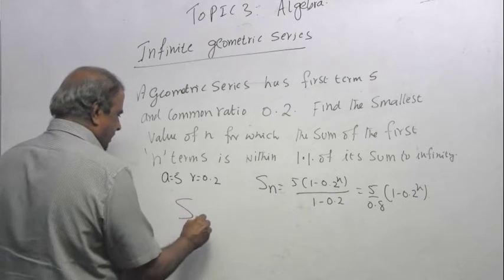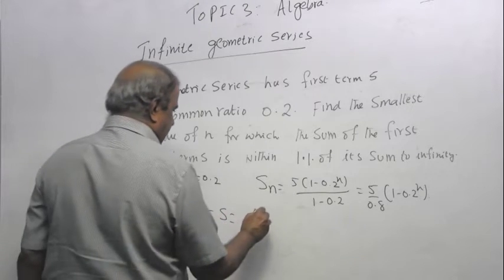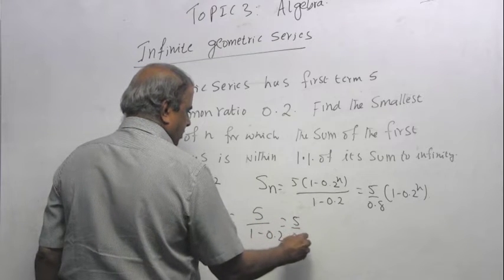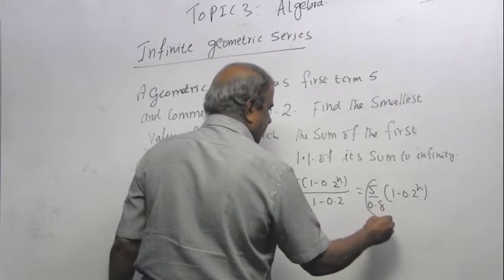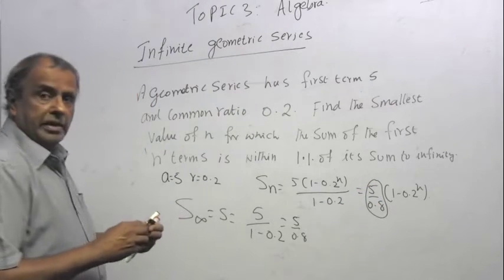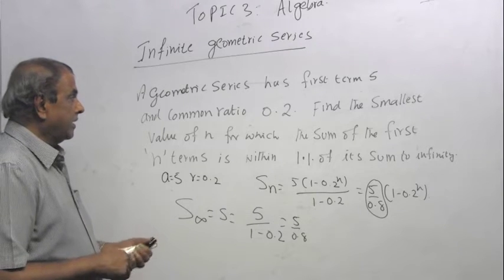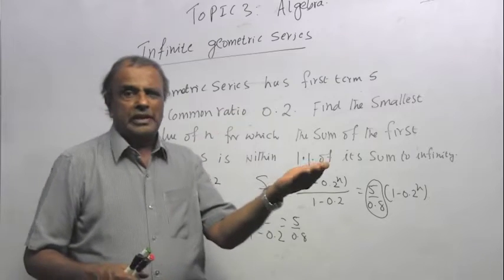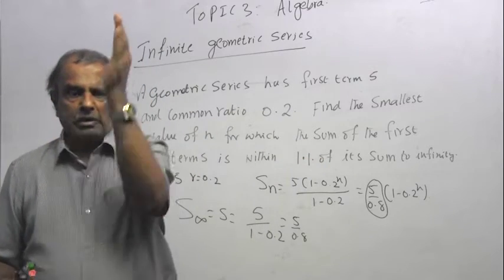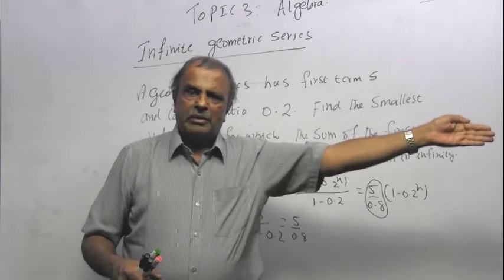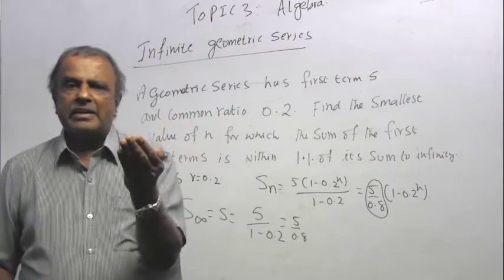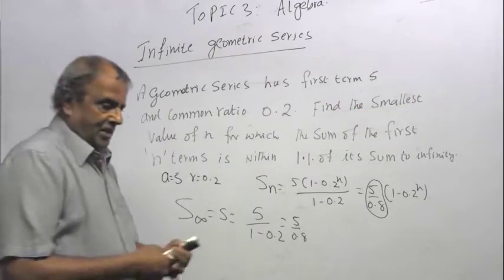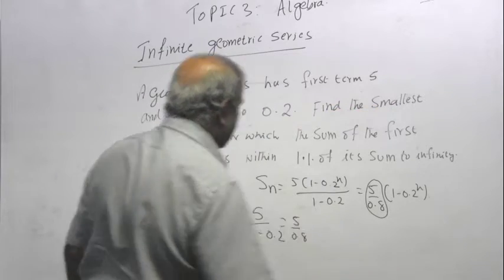What is the sum to infinity? It is a over 1 minus r, which is 5 over 0.8, which you already have. What do you mean by the sum to infinity? So the sum to n terms is within 1%. That means the difference between the sum to n terms and the sum to infinity is less than 1% of the sum to infinity. Do you understand that?